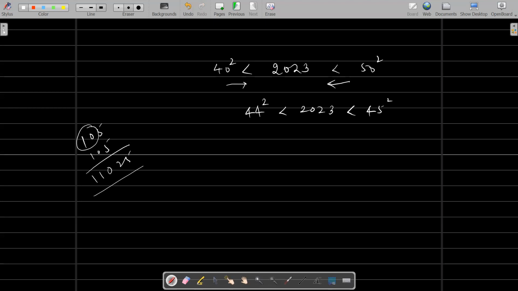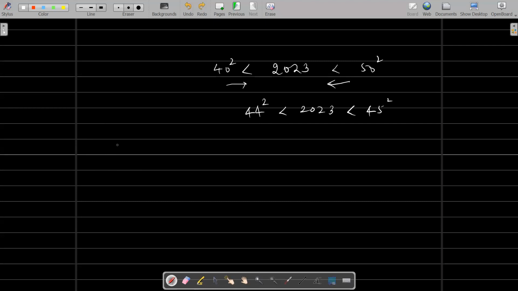And sir, why does it work? Yeah, so we can prove that using algebra. But right now that's not the point. So maybe in our next module in algebra, we'll do it. Sir, I have a doubt. Yes. Sir, how do you find that 2023 is between 40 square and 50 square?